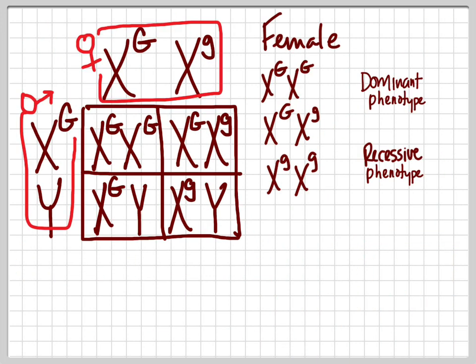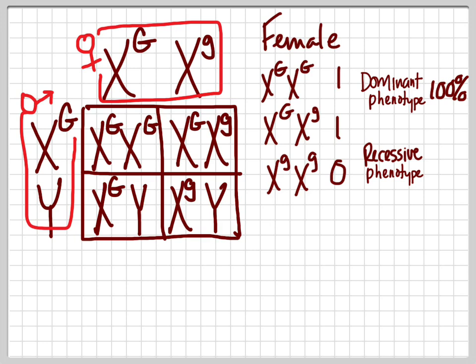When we're tallying up the genotypes and phenotypes in an X-linked cross, we always separate our female offspring and our male offspring. If we look at our female offspring, that would be the top row, we have 1 X^G X^G, 1 X^G X^g, and 0 X^g X^g, which means 100% of their girl offspring are going to show the dominant phenotype.